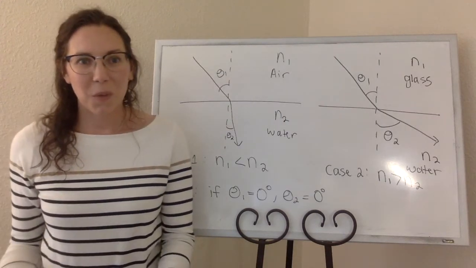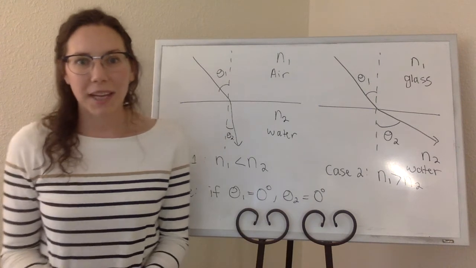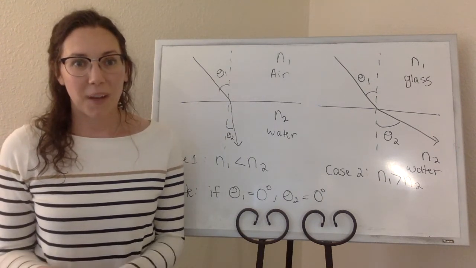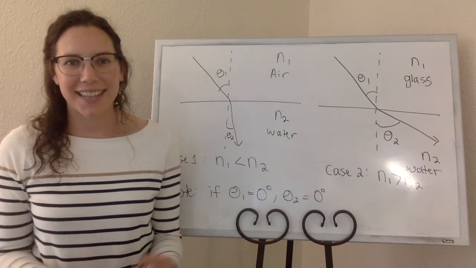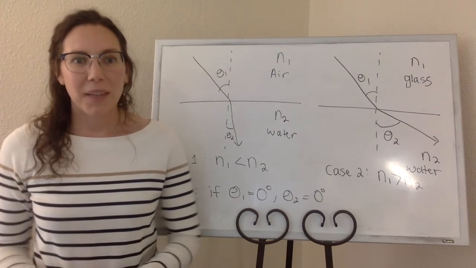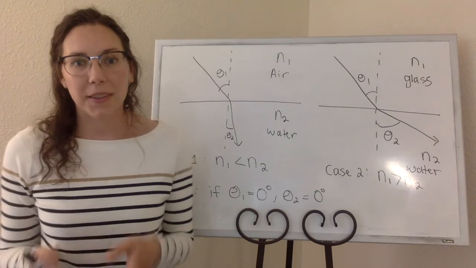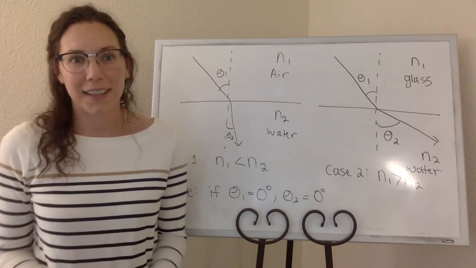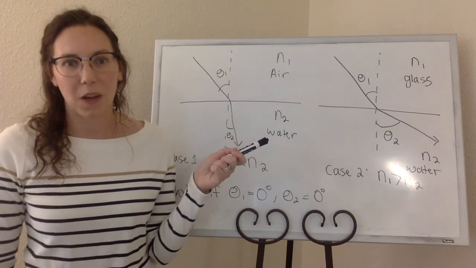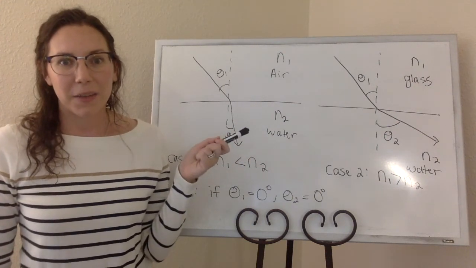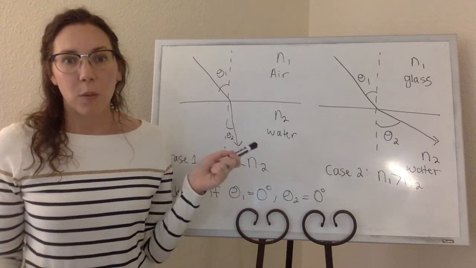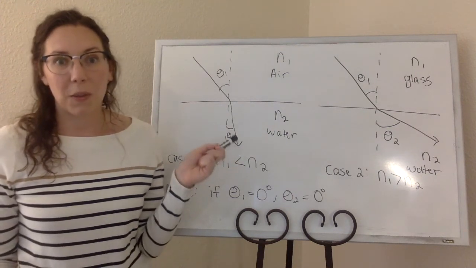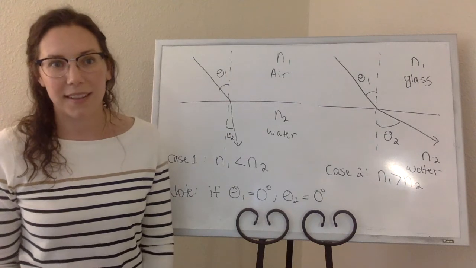Okay, I just want to go over two different cases. So case 1 here is when light is traveling from an index of n1 to n2, where n1 is less than n2. You can think about the index of refraction as an optical density. So it's going from something less optically dense to more optically dense. And the example I have is air to water. In this case, and you could check this with Snell's law, what we'll find is that the light ray will bend towards the normal. So theta 2 is less than theta 1.